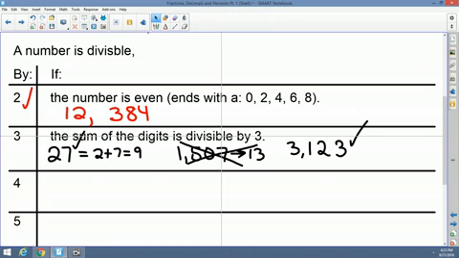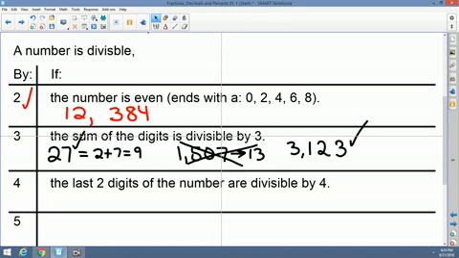4. A number is divisible by 4 if the last two digits of the number are divisible by 4. So what ends up happening here is, if you look at a large number, this works really well for large numbers in particular. Let's say I have 3,048, okay? And I want to know if it's divisible by 4. Well, I look at the last two digits. Since the last two digits here are 48, and 48 is divisible by 4, then 3,048 is divisible by 4.